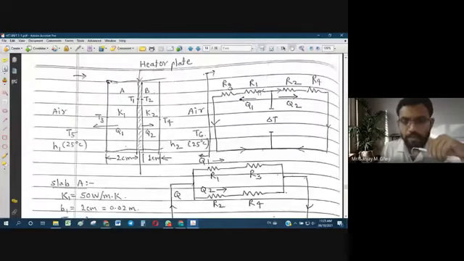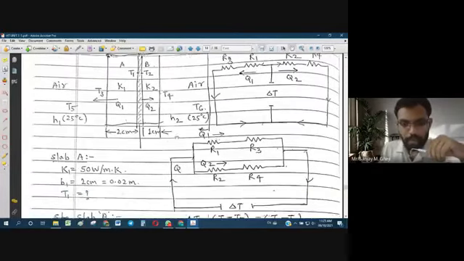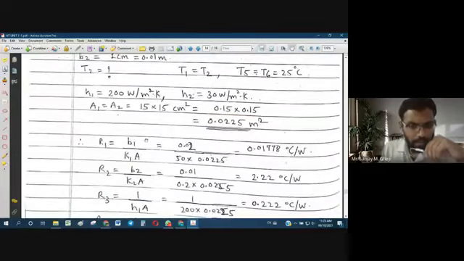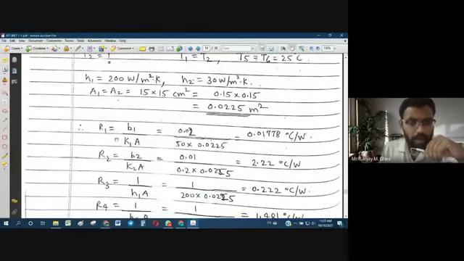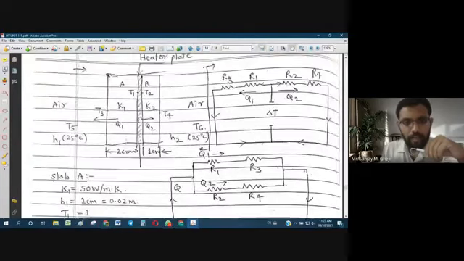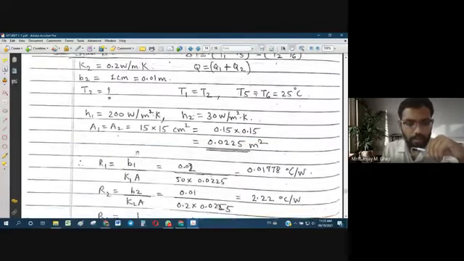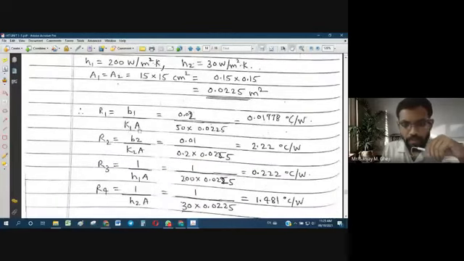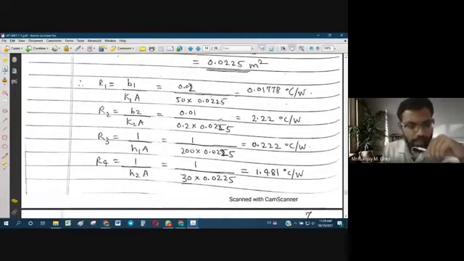Now let us evaluate the individual paths. First, we will see the A side and then the B side. Now, resistances we will find out. R1 equals conductive resistance, so B1 upon K1 into area A. Since this is a case of a plane wall, the cross sectional area will remain the same throughout, for all the components. So B1 upon K1 into area, let us put all of them in SI units, and you get 0.011778 degrees Celsius per watt.